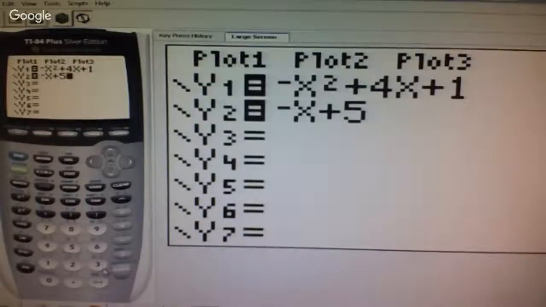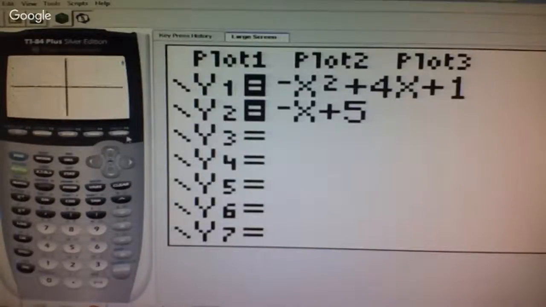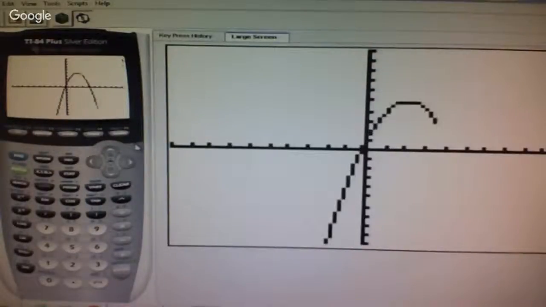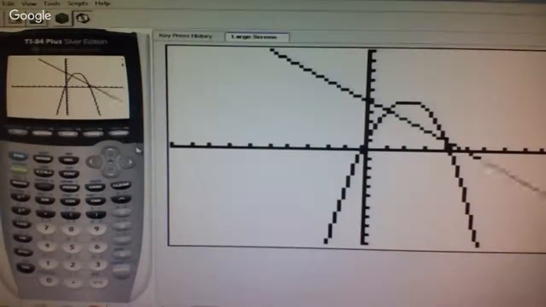What's my second equation look like? It's a line. And because my x is negative, my line should be going downhill. Okay, hit graph. There's your parabola. There's your line. How many answers should I have here? 2. Okay, so 2 solutions. I'm going to show you both ways to do this.